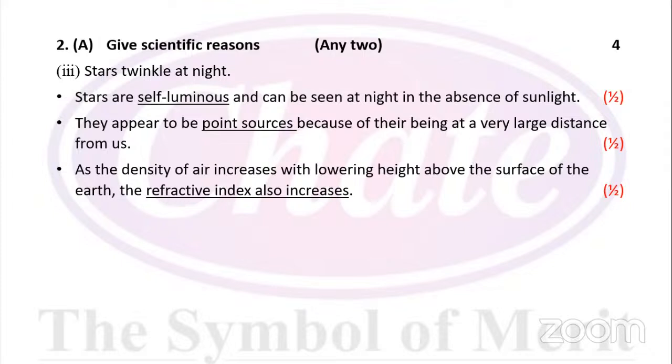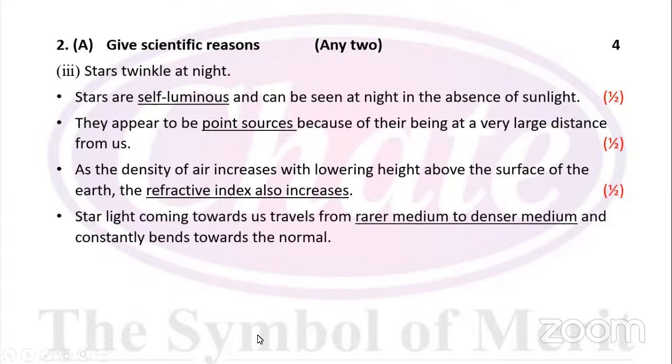Yes. So as the density increases, the refractive index also increases. We are talking about the optical density as well. Okay. And the next one is, the starlight coming toward us travels from the rarer medium to the denser medium and constantly bends toward the normal. As we know, whenever light passes from a rarer medium to a denser medium, it refracts.